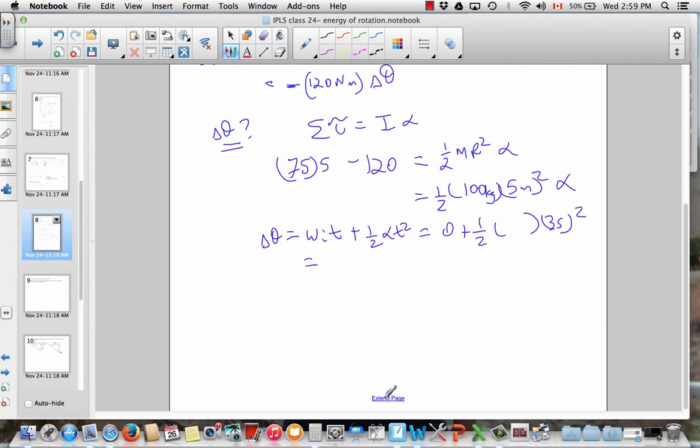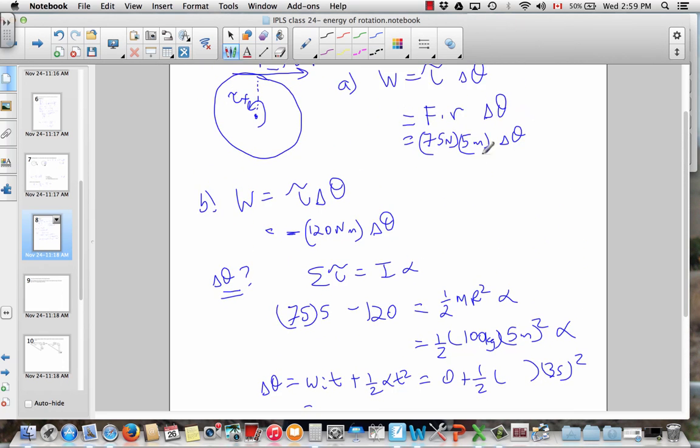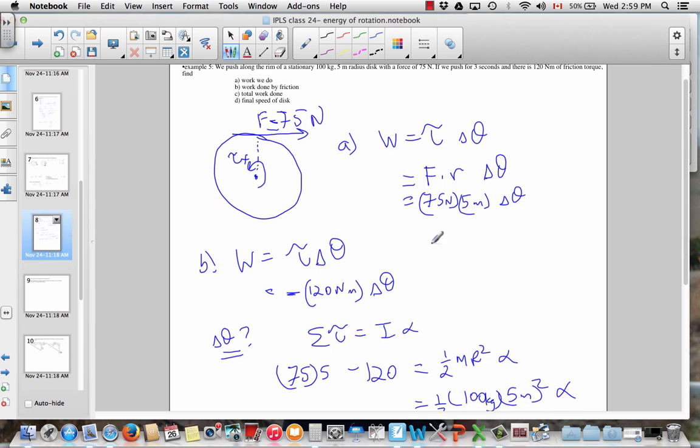displacement. Now, once we've got our angular displacement, we can go back and find the two work terms right here. This one and this one. So let's do that calculation.